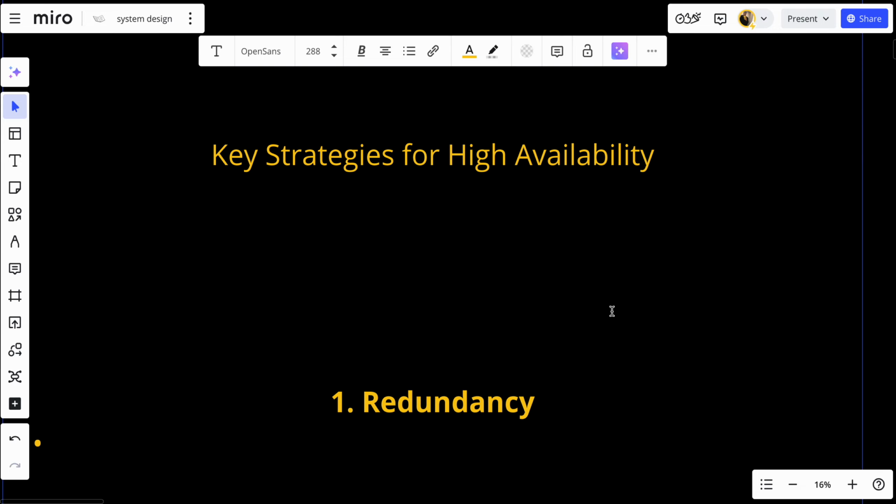Okay, let's talk about strategies for high availability. The first thing is redundancy. Redundancy is the foundation of high availability. By having multiple servers, data centers, or networks, you can ensure that if one component fails, others are ready to take over. This prevents single points of failure. For example, if you have a web server that's critical for your business, having a second server that can take over immediately if the primary server fails provides redundancy. This way your users won't experience any service disruption.